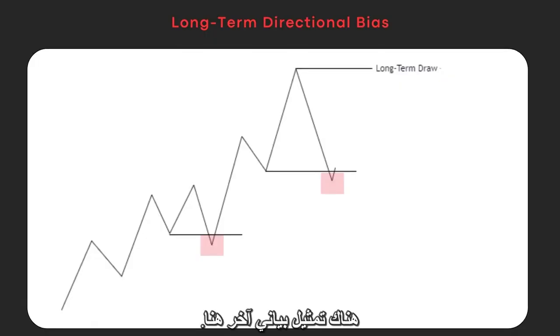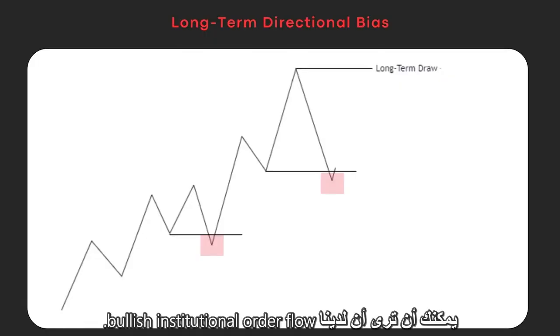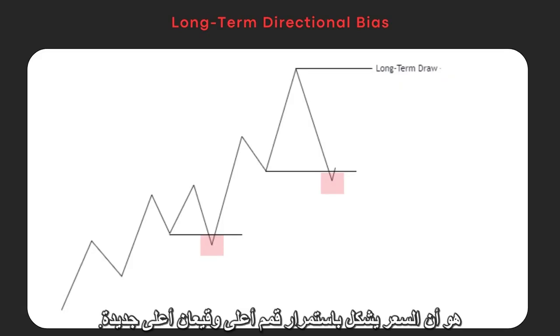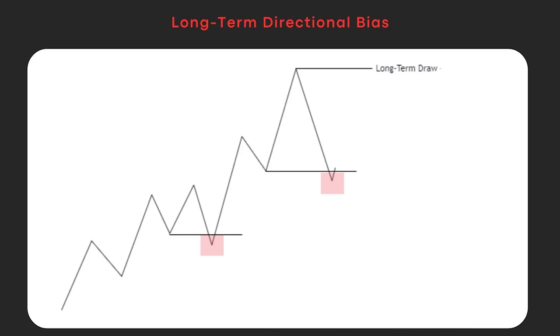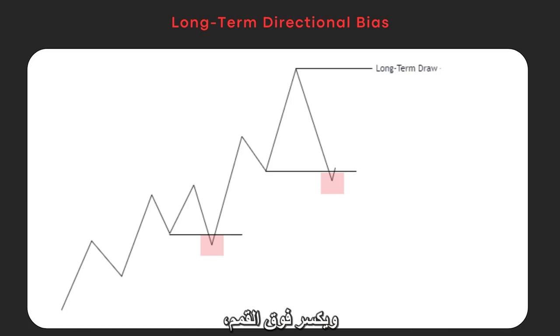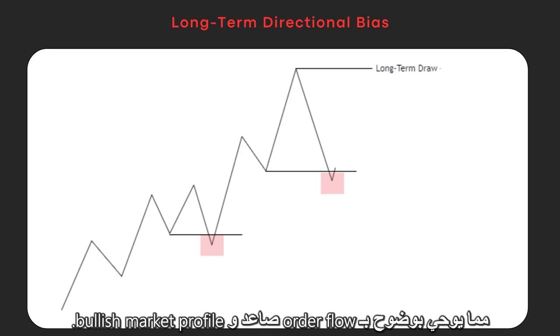There's another graphical representation right here, and in this one you can see that we've got a bullish institutional order flow. The reason we know that this is a bullish order flow is because price is consistently making new higher highs and higher lows, right? But also the most important aspect is that price is rejecting below lows and breaking above highs, which clearly suggests a bullish order flow and bullish market profile.